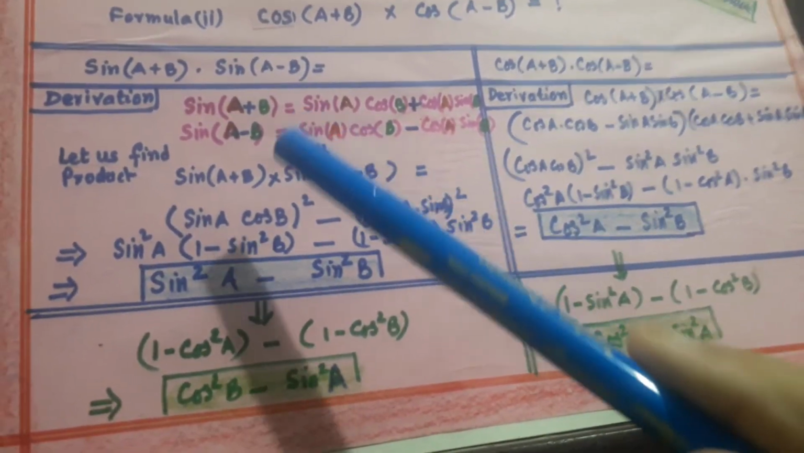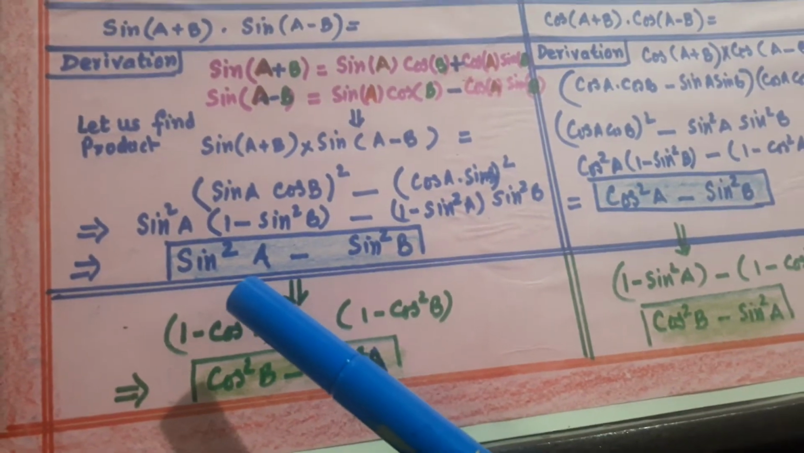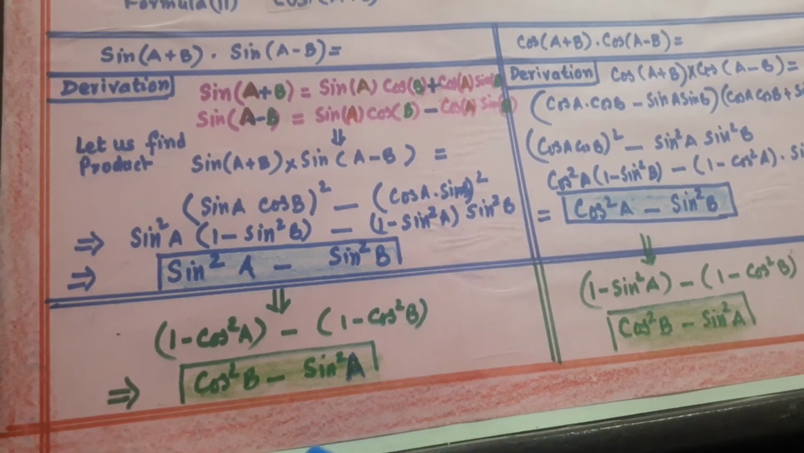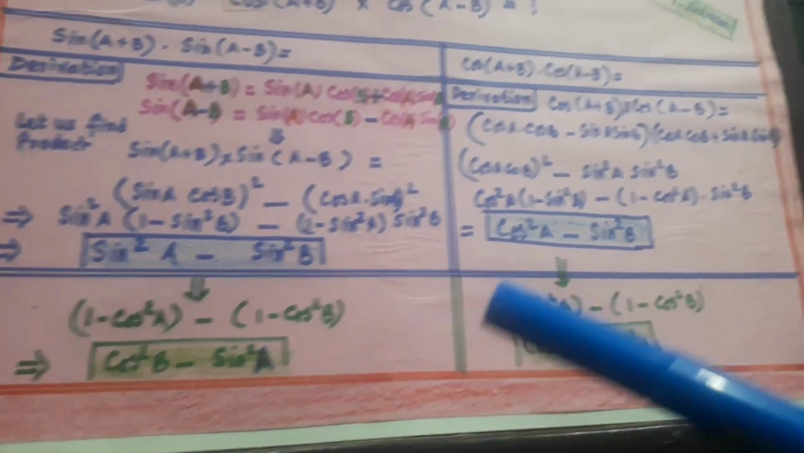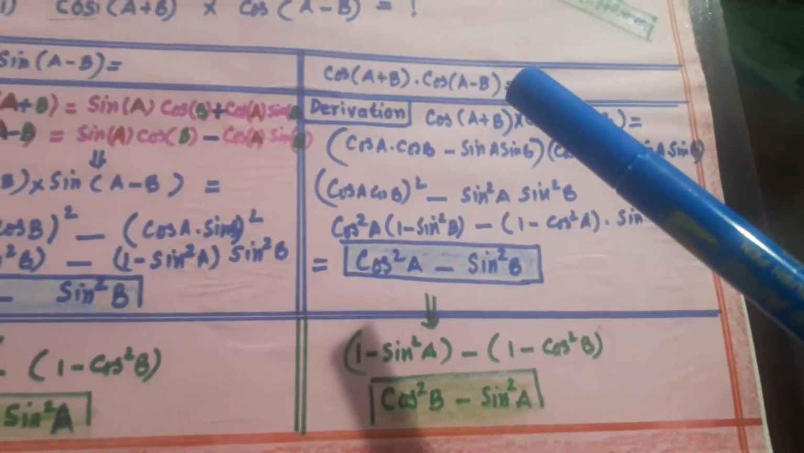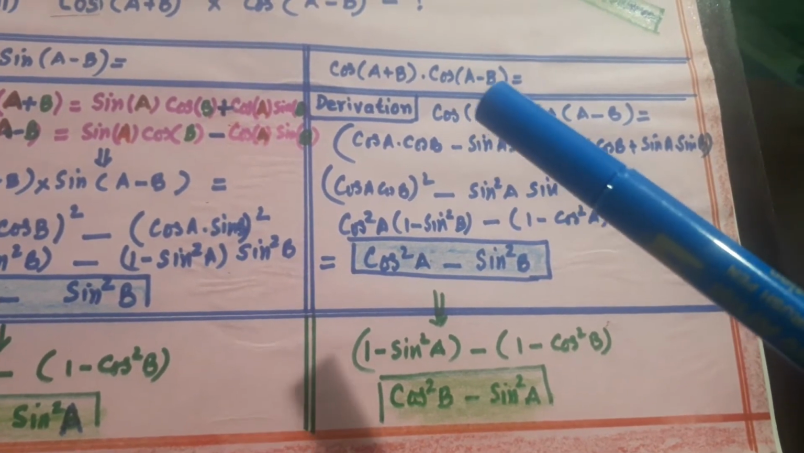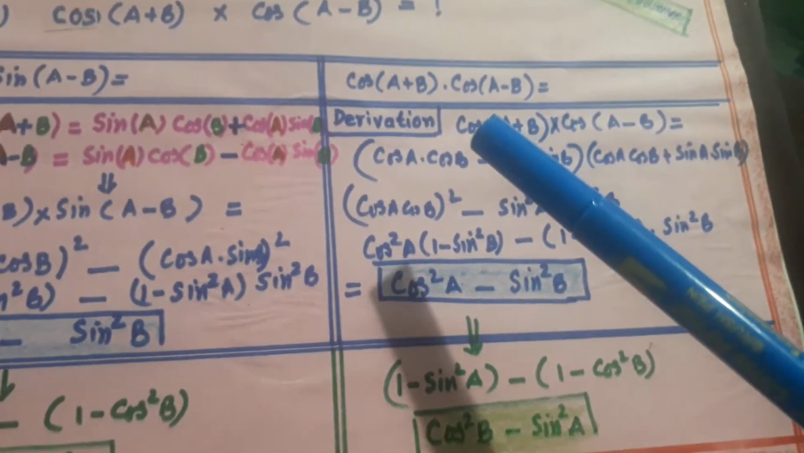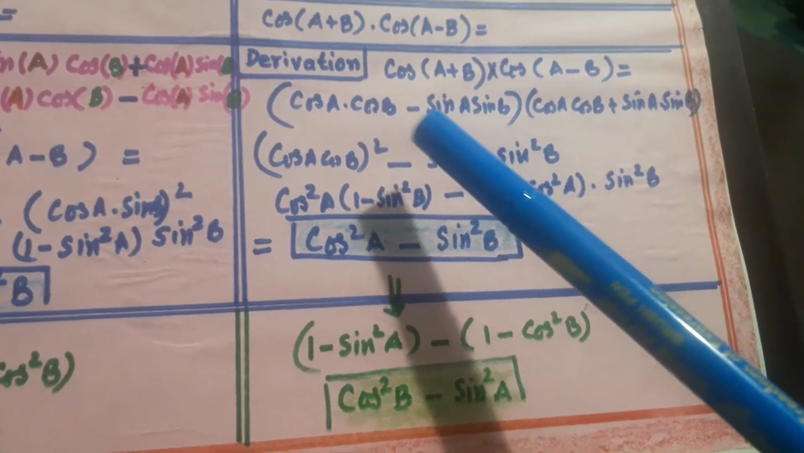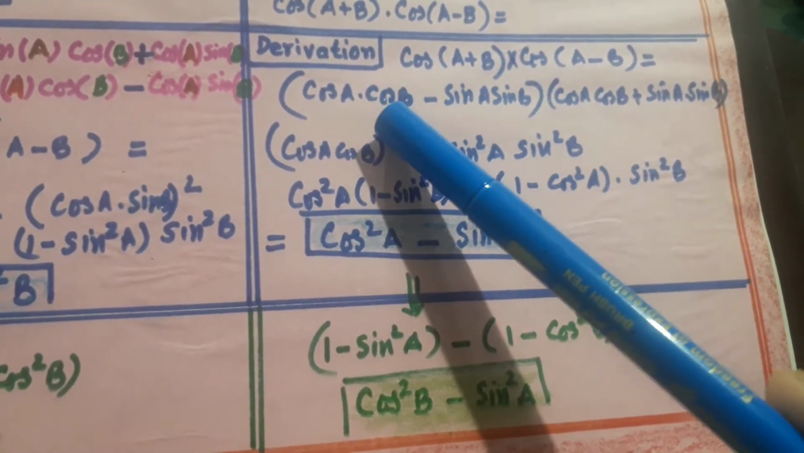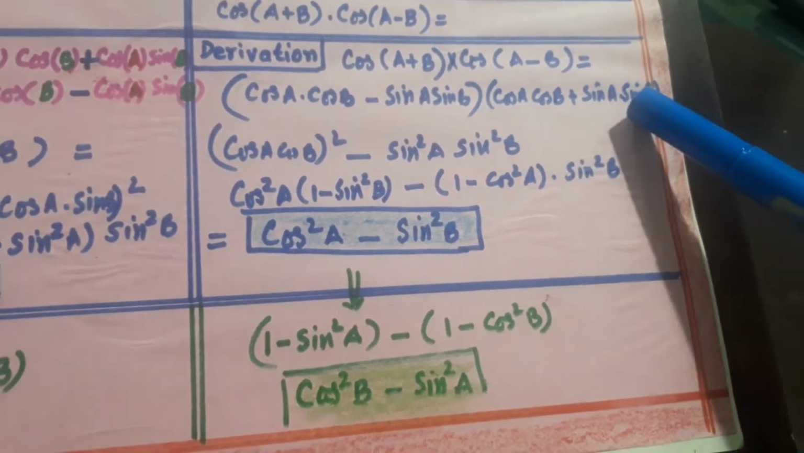Now, what we have seen here, when we make the product of these two formulae, we get either sin square A minus sin square B, or we get cos square B minus cos square A. Now, similarly, we'll make the product of cos A plus B and cos A minus B. When we make the product of this, look here, cos A plus B is cos A cos B minus sin A sin B. Cos A minus B is cos A cos B plus sin A sin B.